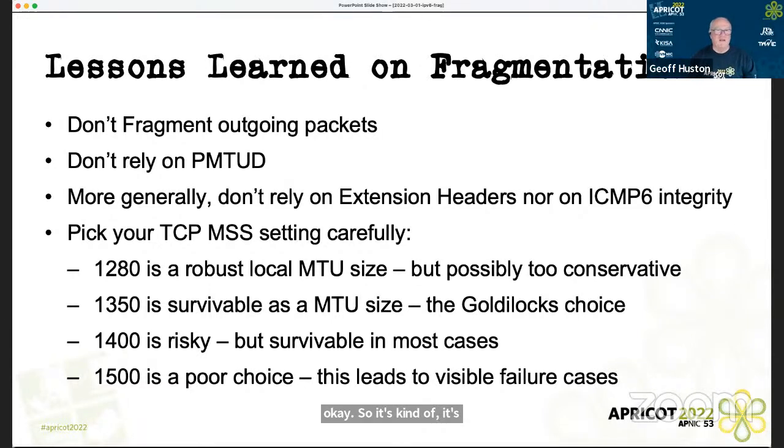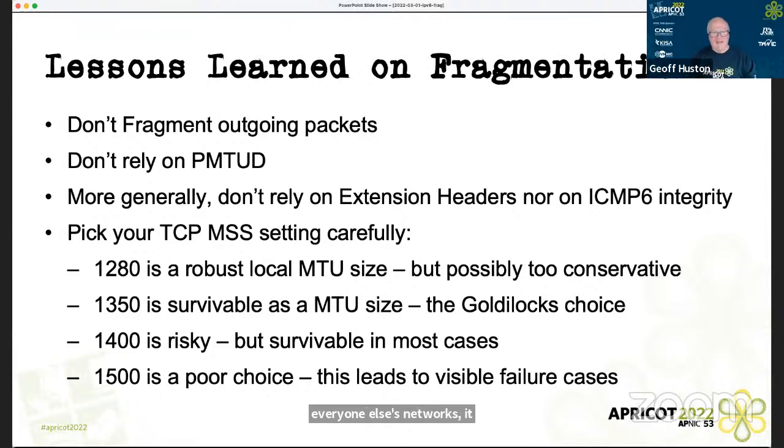If you're in V6, don't fragment. Whether it's DNS or anything else, don't fragment. And don't rely on path MTU discovery because it doesn't work. And don't rely on extension headers because they don't work. And don't rely on ICMP6 because that doesn't work either. There's a lot of icebergs out there in V6 land, and steer your craft through those icebergs very carefully.